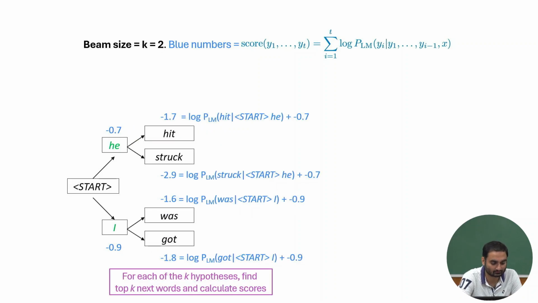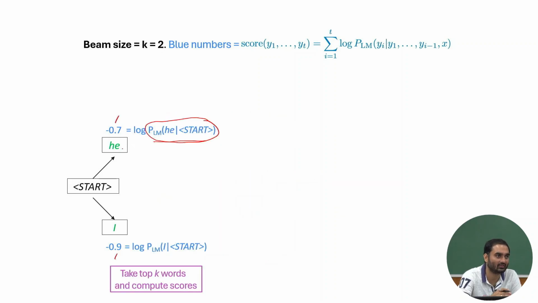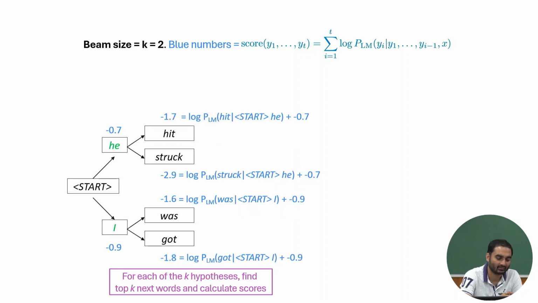Which one will I choose? I don't need to choose, because the value of k is already 2, right? Let's explore this further. From he, the next two tokens can be heat and stark, right? From I, the next tokens can be was and got. So till this part, the probability is the probability of this plus the previous one, so the total is minus 1.7. Here the totals are minus 2.9, minus 1.6, minus 1.8.